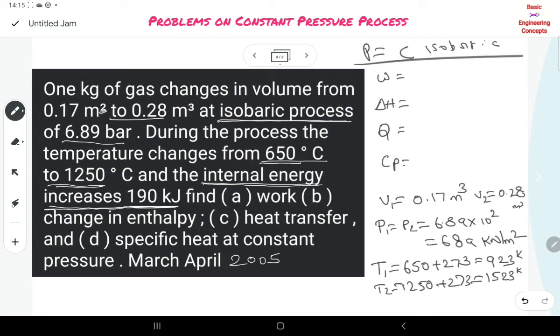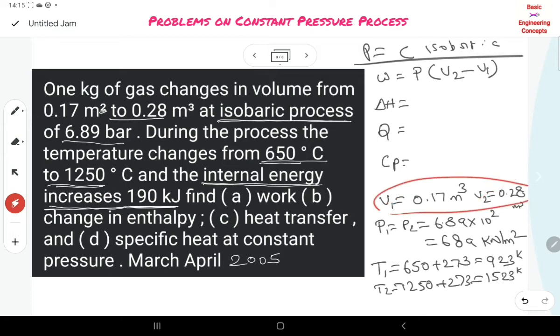Okay, so actually we have to plan how to solve this problem. First of all, they asked to find the work done. So what is the formula for work for the constant pressure process? That is P into V2 minus V1. V1 and V2 are already given, and P is given. So you can simply calculate W is equal to P into V2 minus V1.